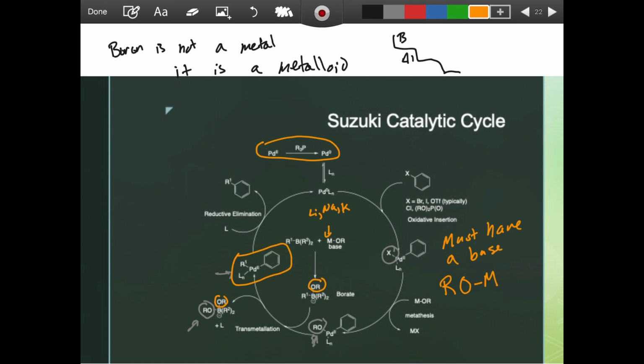You do reductive elimination as we've done before, and you throw some ligands back on there. And you will get your product plus your palladium with its ligands on it again, and you'll turn the catalytic cycle over. All right.